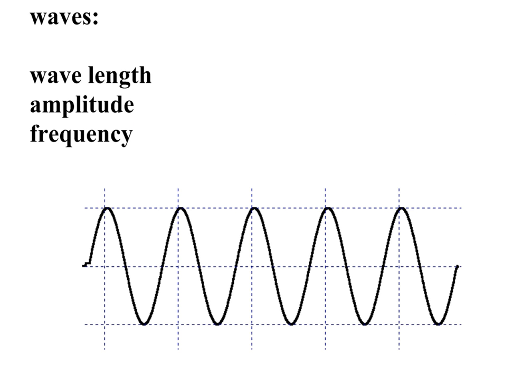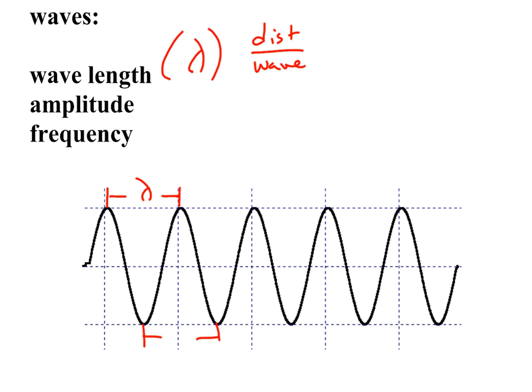If we take a blow-up picture of a wave, the wavelength is given the symbol lambda, and the wavelength would be the distance per wave. So if we looked at a series of waves here, we could measure the distance between two peaks, or the distance between two troughs, or any consecutive points on two different waves.